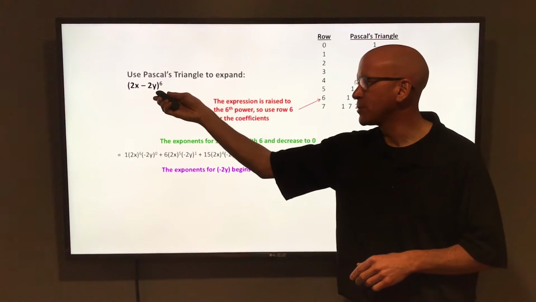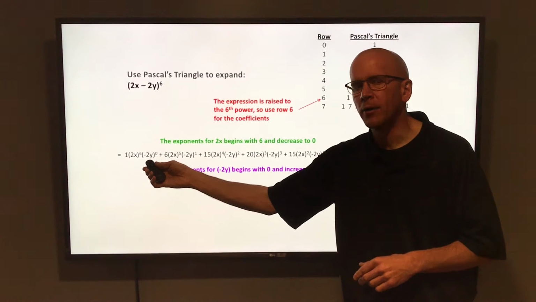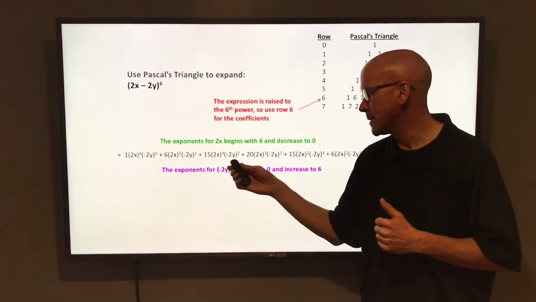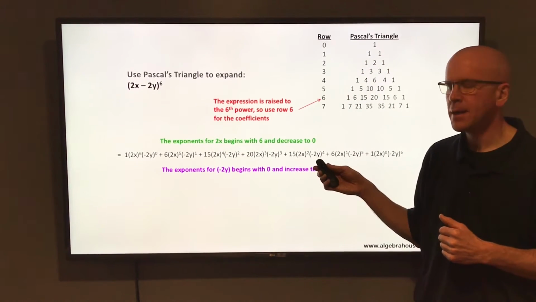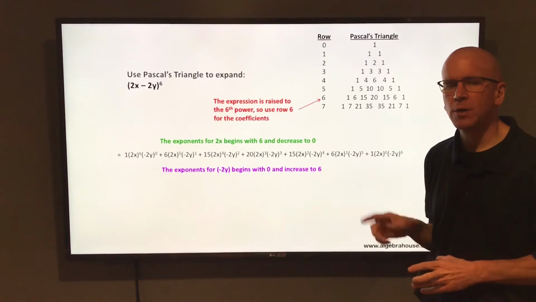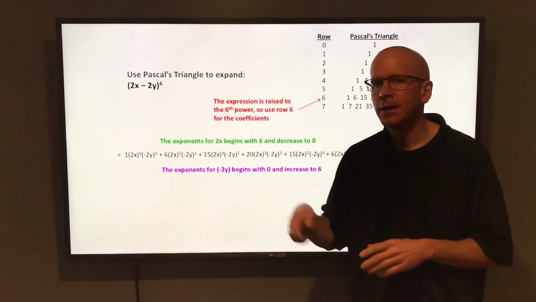Then you start the negative 2y off in the opposite direction. Start negative 2y off to the 0 power and work your way up to negative 2y to the 6th. So it'd be negative 2y to the 1st, negative 2y squared, negative 2y to the 3rd, negative 2y to the 4th, negative 2y to the 5th, and finally on the end, negative 2y to the 6th. Quick check your exponents. Make sure each pair of exponents adds up to that main exponent of 6.